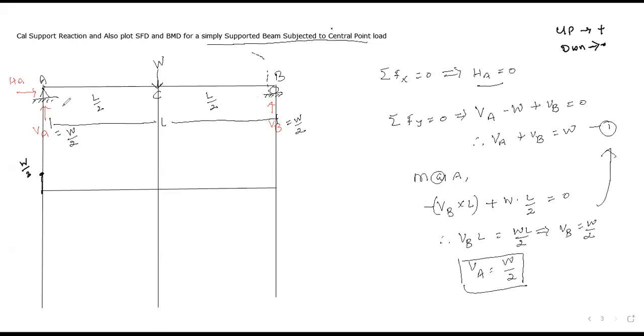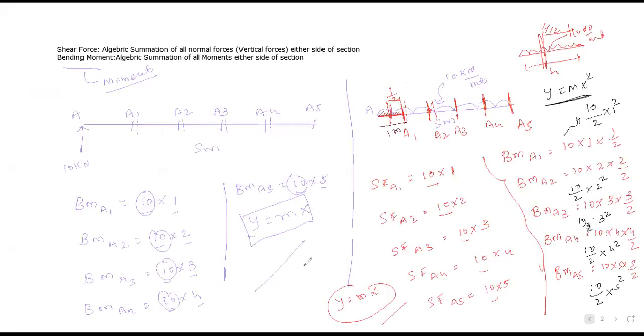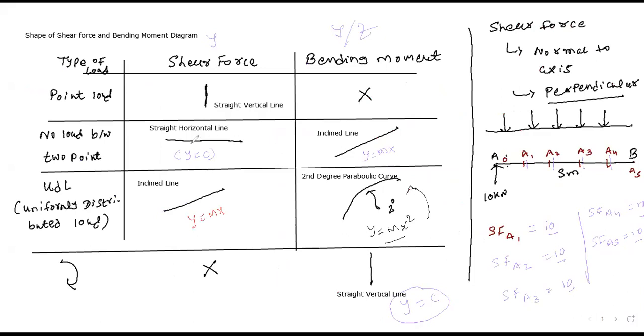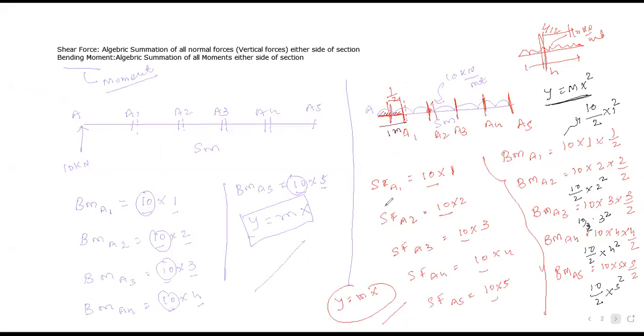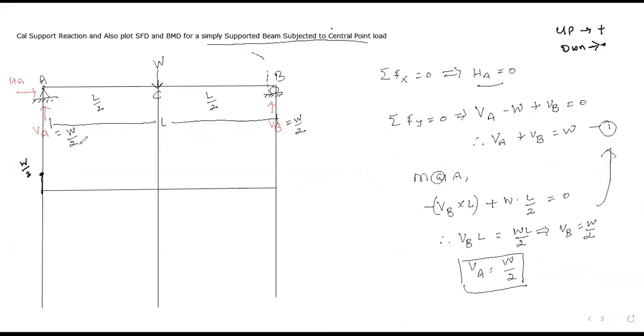Is there any load between A and C? Type in chat box. No. If there is no load between 2 points, what is the shape? What is your shape of shear force diagram? Yes or no? Straight horizontal line. So we need to go straight. Yes or no? Straight word is important. Okay. So I will plot a straight horizontal line.